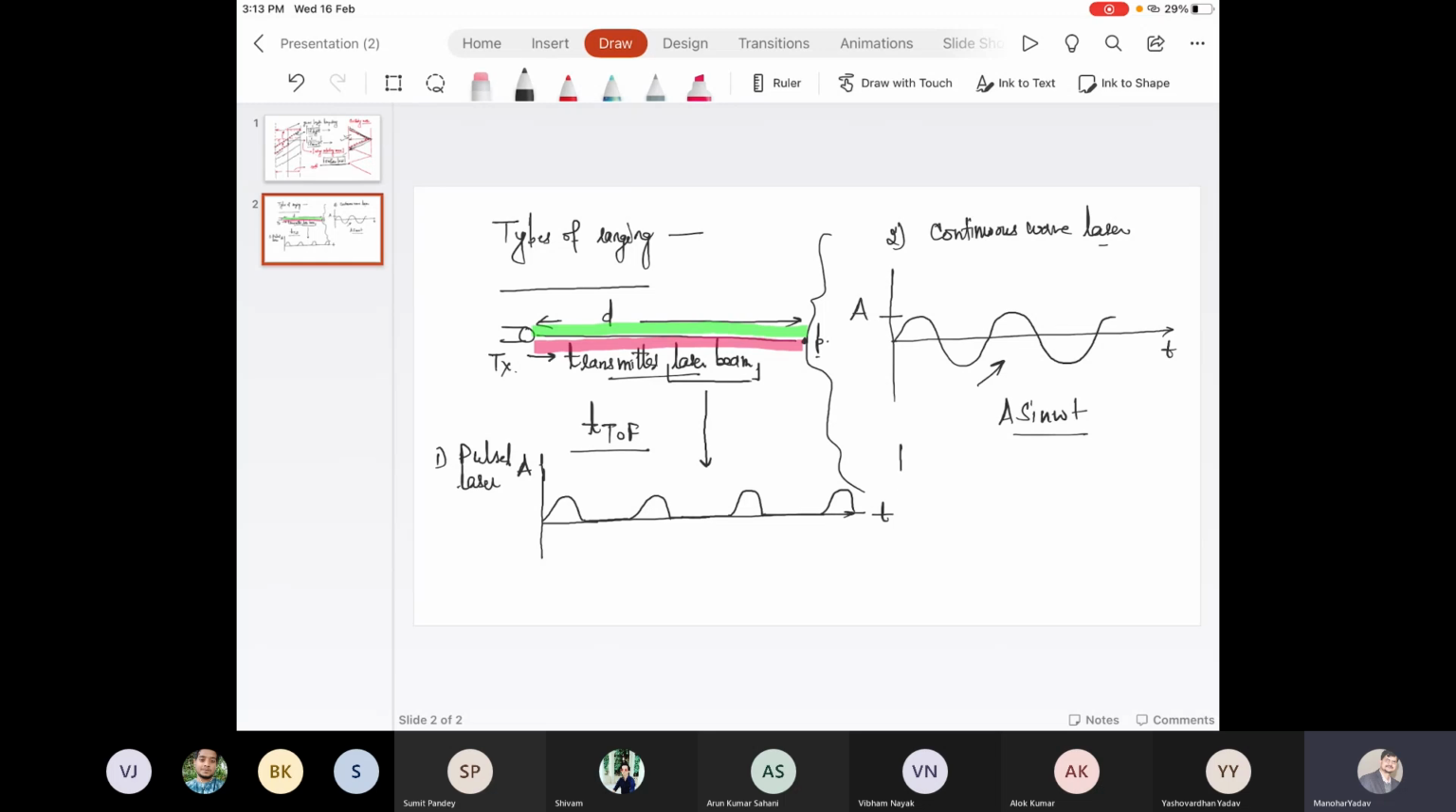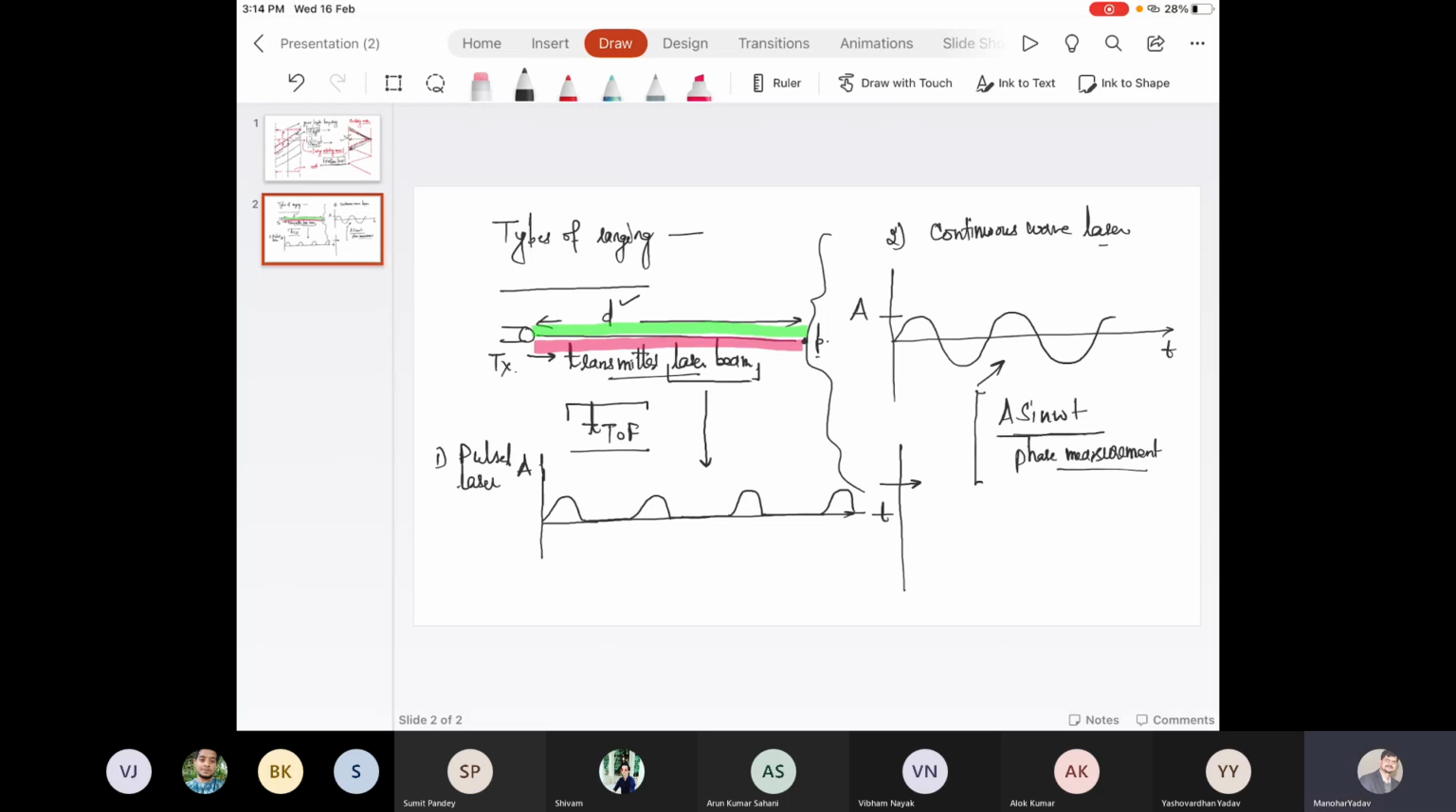Using the pulsed laser, the ranging is based on measurement of the total time of flight taken by a laser pulse from the laser source to target point P and back to the laser source. While in case of the continuous wave laser, we do phase measurement. We'll discuss in detail how, on the basis of phase measurement, the distance d can be calculated using the continuous wave laser.